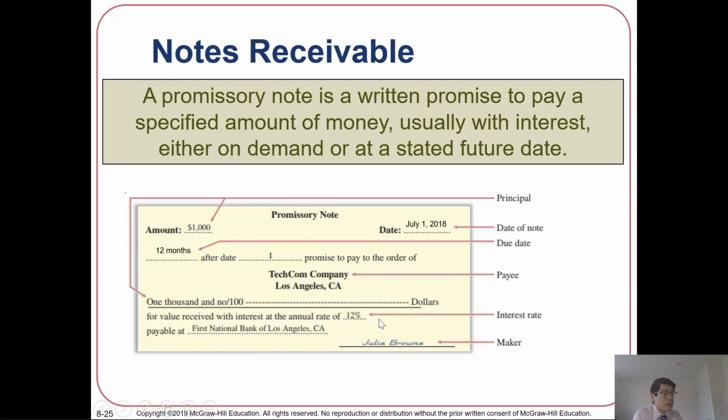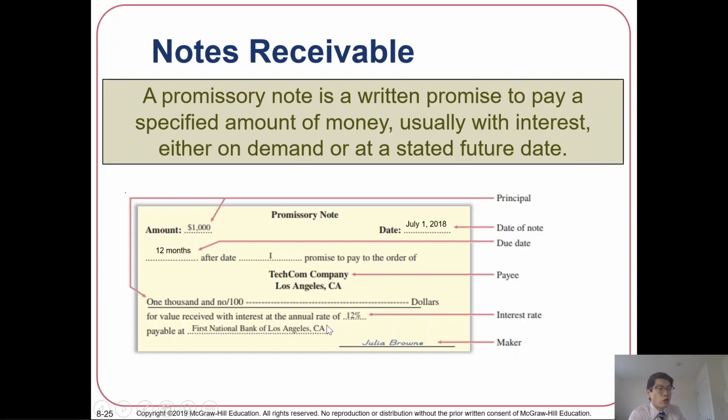Every time you see the interest rate, it is always indicated as an annual interest rate. It is not a monthly interest rate. It is not a quarterly interest rate. It is not a semi-annual interest rate. It is only an annual interest rate. Whenever you see this, if there's no additional specification, that will be only the annual interest rate.